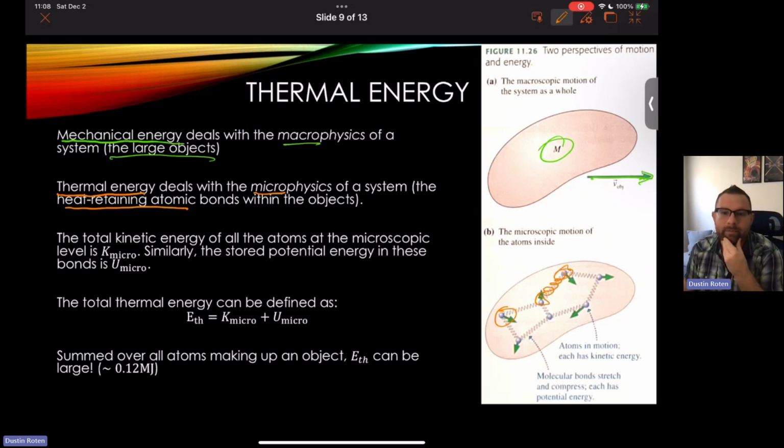Essentially, what's going to happen is we're going to talk about the kinetic and potential energy down here at the micro scale, and then relate that back to the kinetic and potential energy at the macro scale. So the total kinetic energy of all the atoms at this microscopic level is K micro. So we have a K micro in here. We also can store potential energy in these bonds. So we also have a U micro.